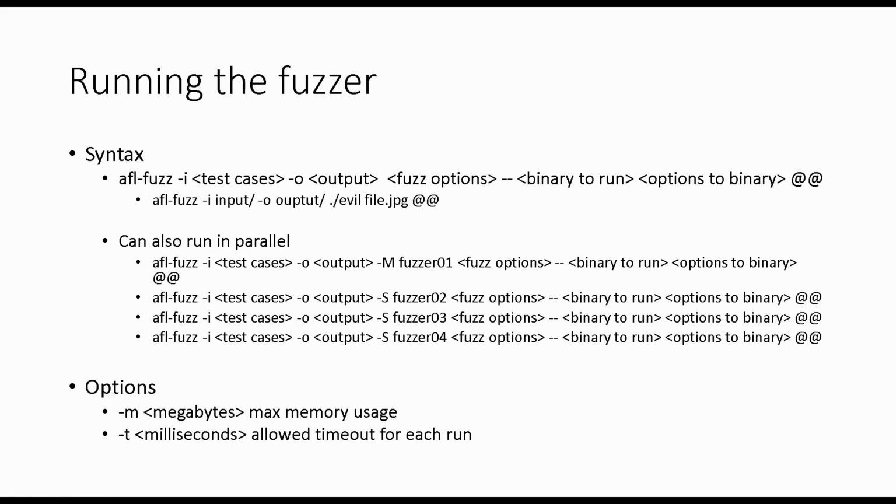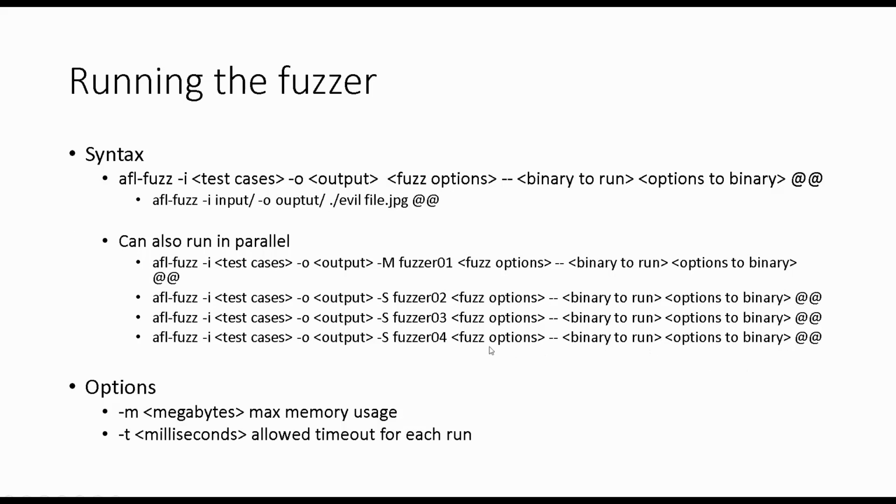So how do we actually run it? Well, towards the end of the video, we'll see how we actually run it. But let's talk about the syntax now. So afl-fuzz, and then we do our -i for input, our test cases, and then the -o for our output, so it can generate more test cases for us. And then our fuzzing option, there are a number of different things that you can make use of. Binary to run, options to the binary. So we'll path out the binary, and then the options, maybe we're feeding it a specific file, for instance. So my input, my output, I'm running it there.